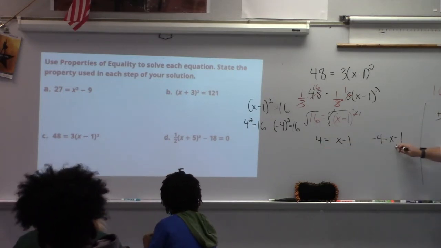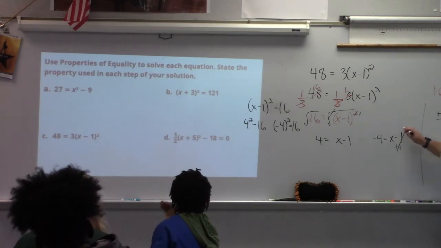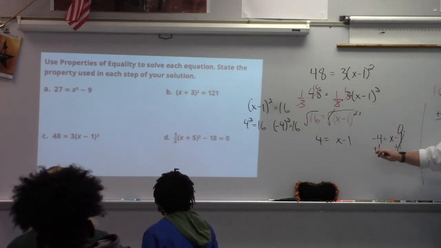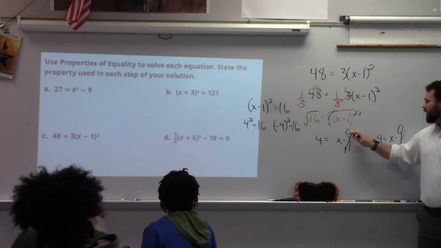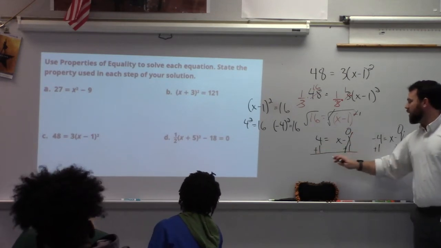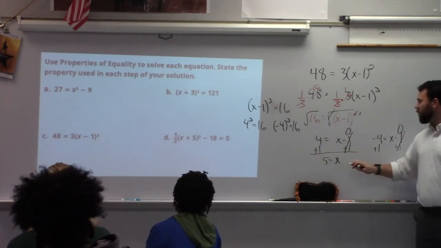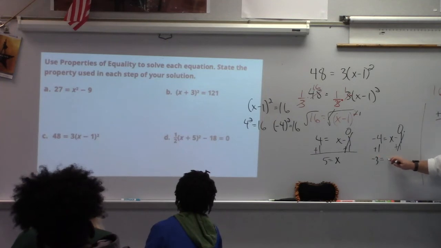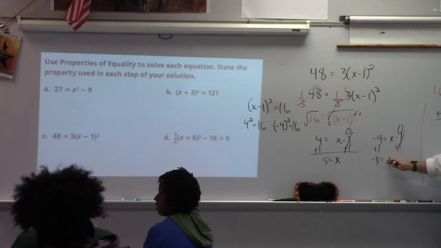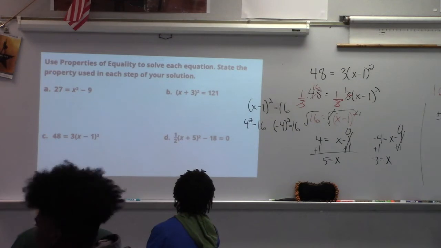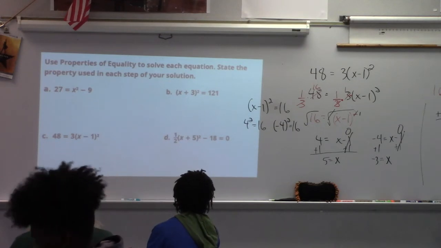Solve for x. So add 1 to create a 0, add 1 to create a 0, and add 1. So yes, 5 is equal to x, but what else? Negative 3. Negative 3 is equal to x.